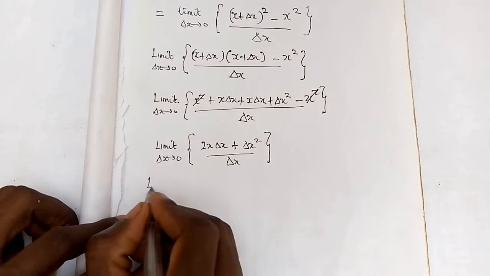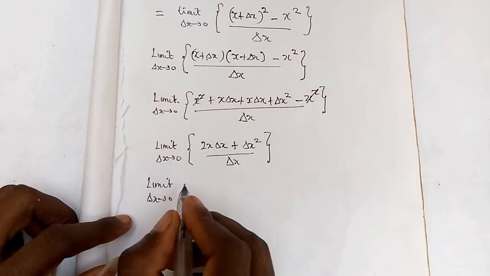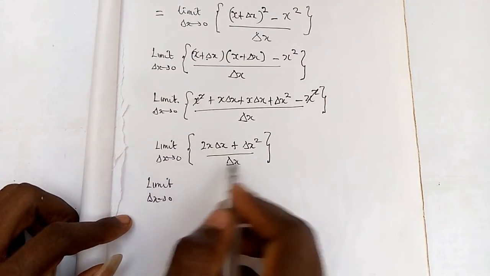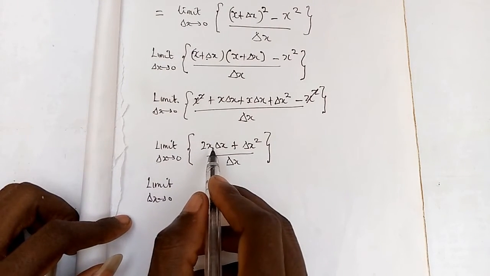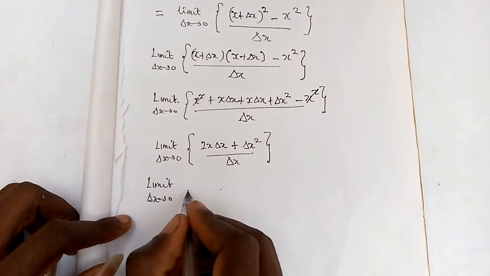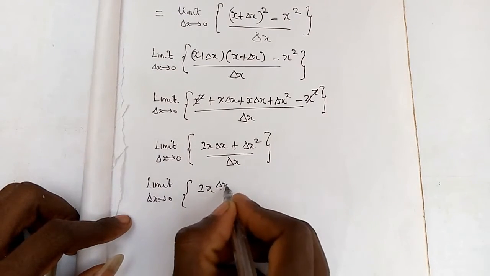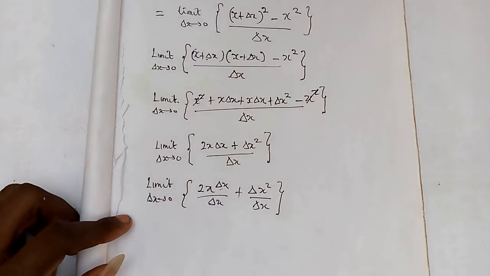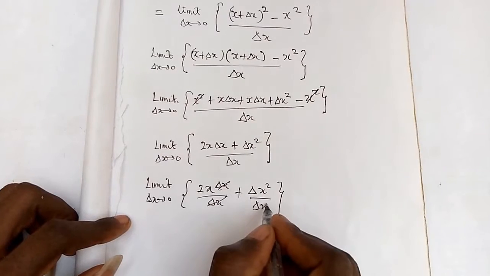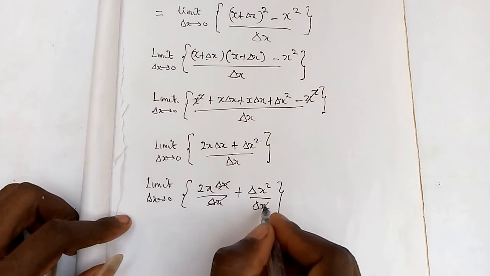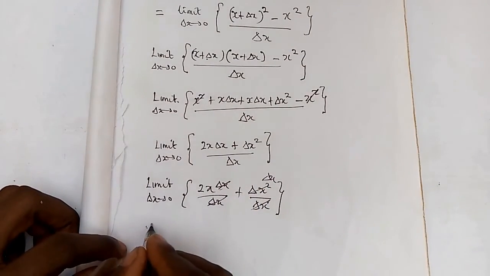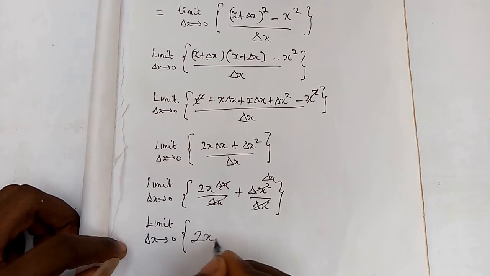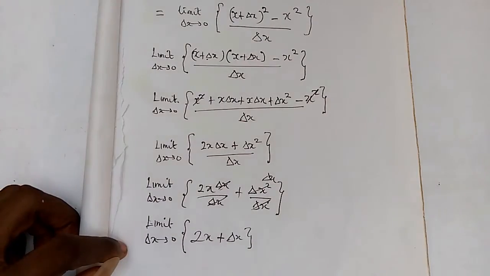So we are continuing and have the limit as change of x approaches 0 here, and then we divide the top half of the fraction by the denominator, that's change of x. So 2x change of x over change of x, plus change of x squared over change of x, like this. Okay, so change of x will cancel change of x, and then change of x squared divided by change of x will give us just change of x. So this one will cancel this one, and we have our limit as change of x approaches 0 of 2x plus change of x, like this one.